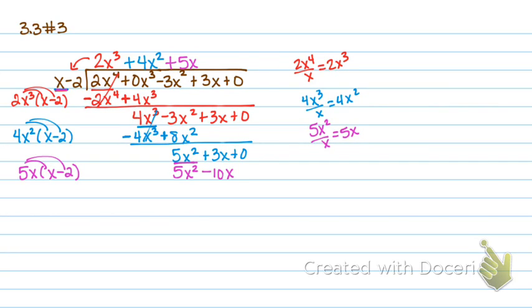Remember, we're going to subtract that, which means we're going to change all the signs. 5x squared minus 5x squared cancels. 3x plus 10x is 13x. And bring down the rest.